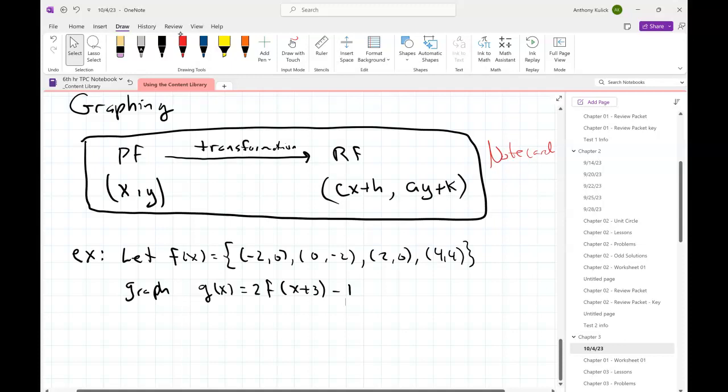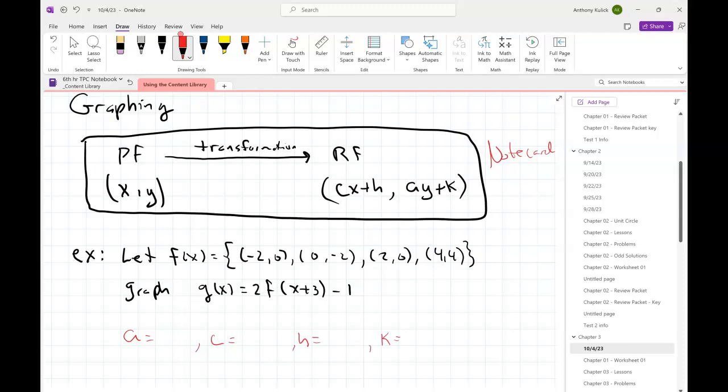So let's say f of x is the points negative 2, 0, 0, negative 2, 2, 0, and 4, 4. And we want to graph then g of x, which is equal to 2 times f of x plus 3, minus 1. First step is going to be determine the values for a, c, h, and k. Who can tell me the value for A? 2 is correct.